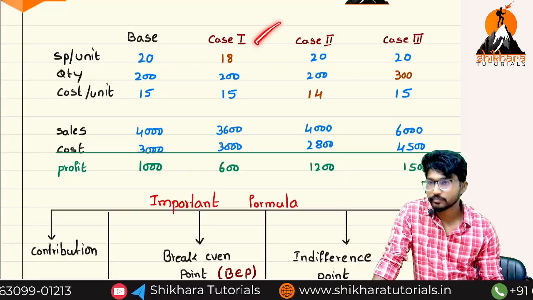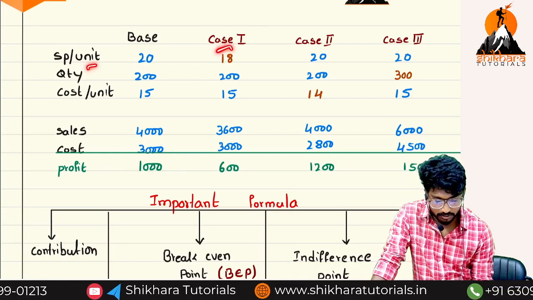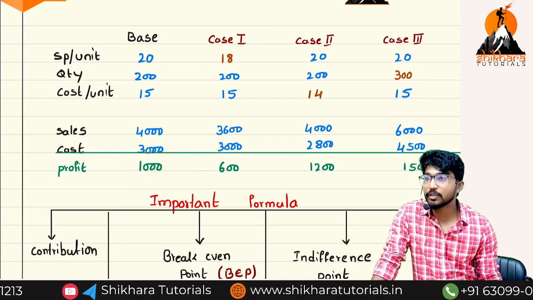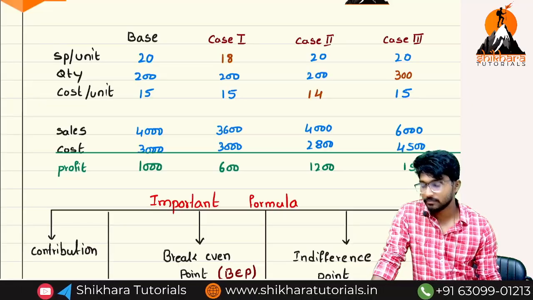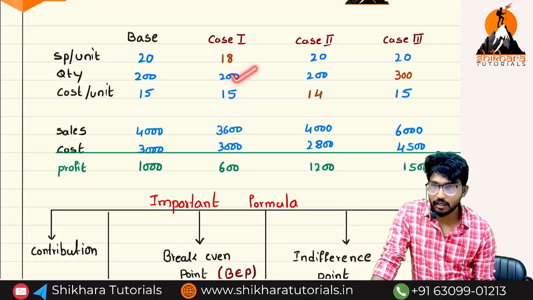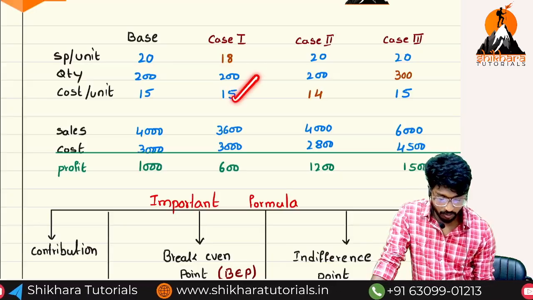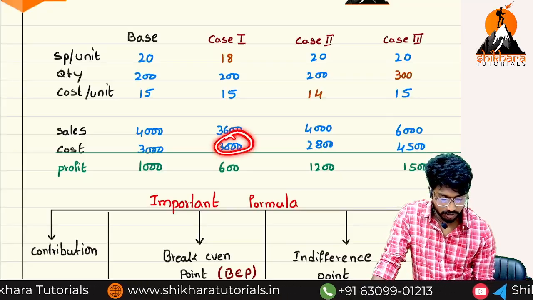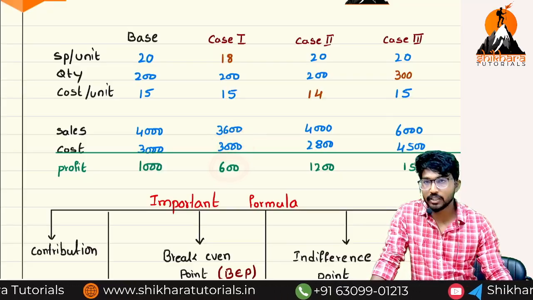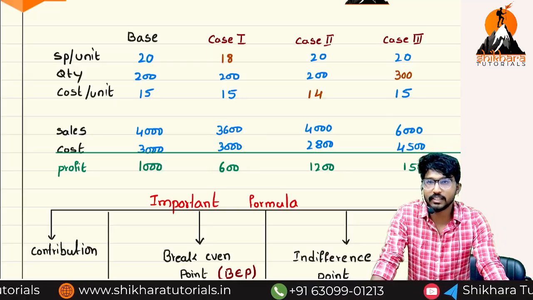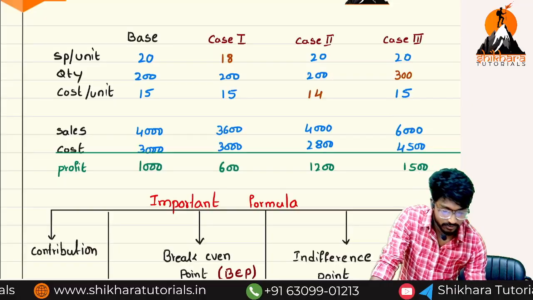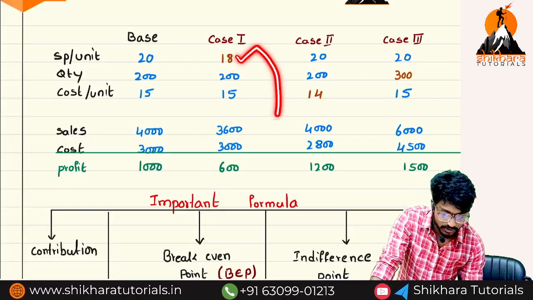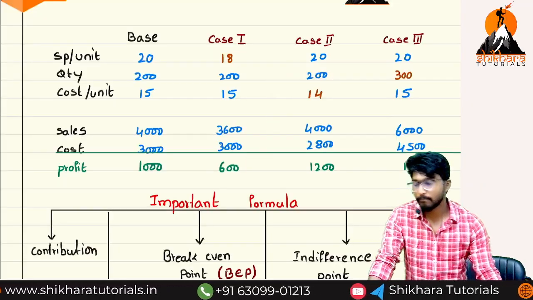Case 2, here selling price is how much? 18. Now selling price is changed. There is no change in the quantity and cost. Now our sales is 3600, cost is 3000, profit is affected by how much? 400 rupees. Now profit is 600 only. If selling price is changed, profit is also changing.